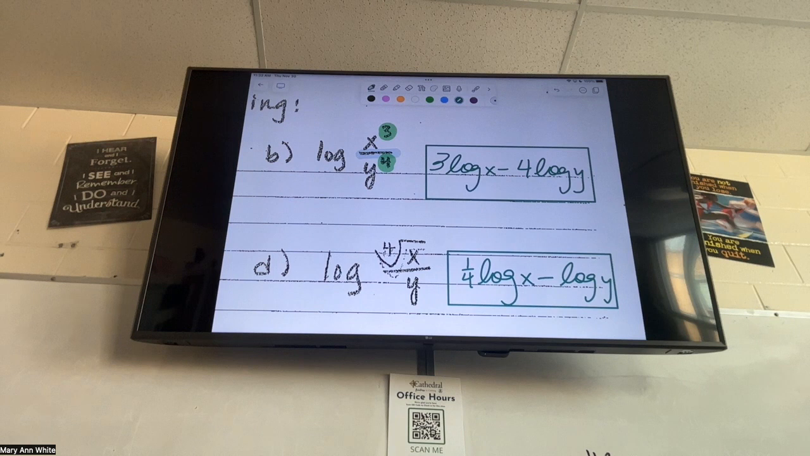On those last 2, you can do a little simplifying too. Are you on E or F? E, yeah, just hold tight 1 second. We're good to move on.